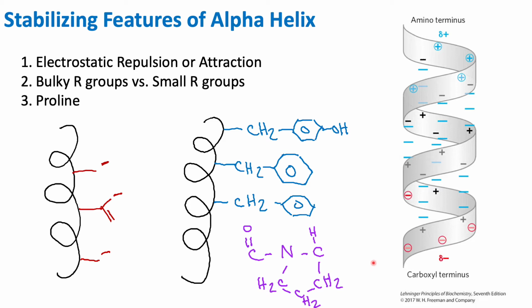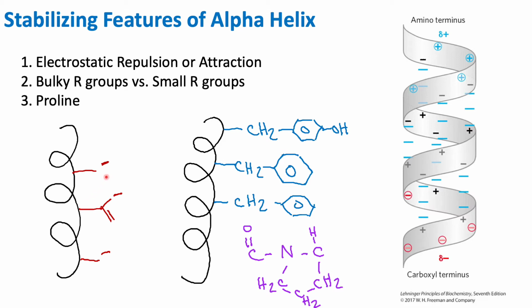Now, when we talk about the stabilizing and disruptive forces that cause the alpha helix not to occur, we can talk about electrostatic interactions. Imagine that we have our alpha helix and the R groups are pointing outwards and all of the R groups have negative charges. We know that these negative charges are going to repel one another, and when they repel one another, this is going to disrupt the structure of the alpha helix, making it unlikely to occur.